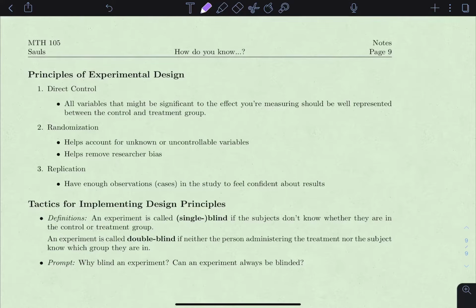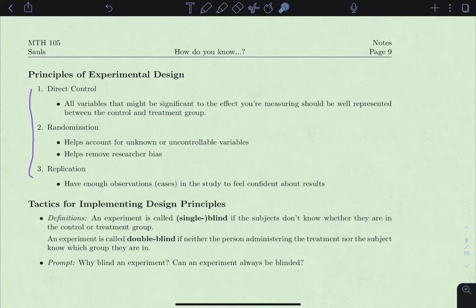And right now we have three principles here on the screen. The first one is direct control, which means that all the variables that are important for your study, the ones that you'll be measuring, are well represented in the two groups, the control group and the treatment group. Remember, experiments always have these separate groups. You are manipulating some variable, and you have different values of that variable represented in multiple groups. So this is part of the principle of direct control.